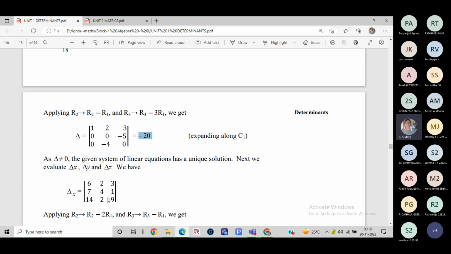Can you go for how to find out x now? x is equal to delta x by delta. You got delta x, right? Delta x is minus 20. What is the delta value? Is it plus 1 or minus 1? Plus 1, ma'am, because minus 20 divided by minus 20 is 1. Let me go for the next step.